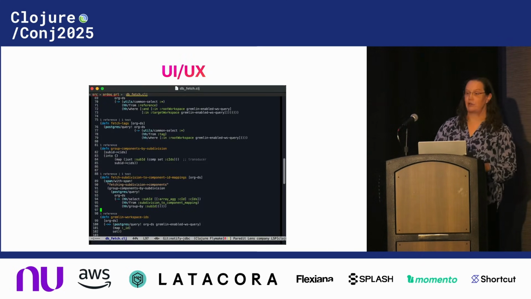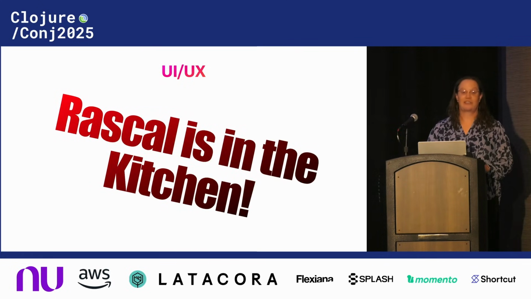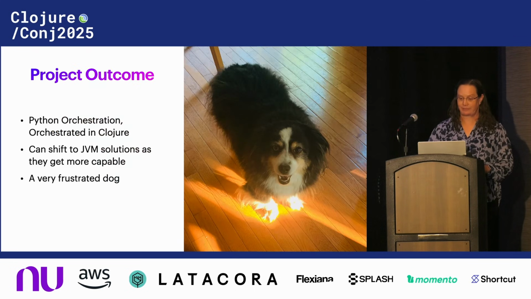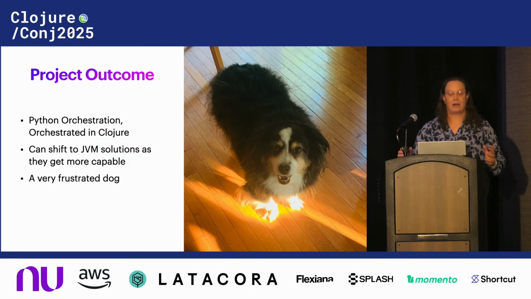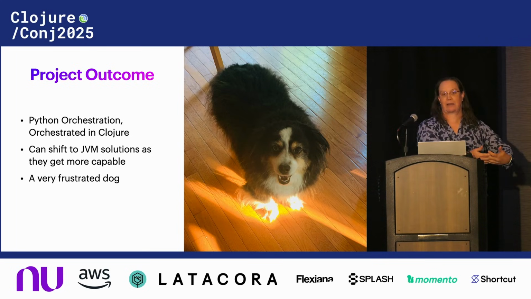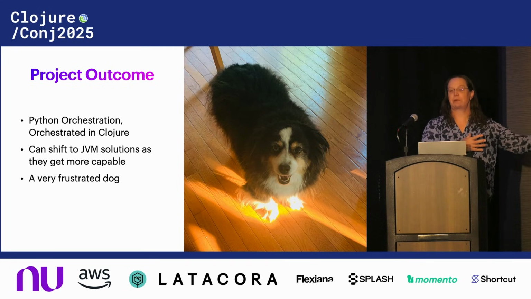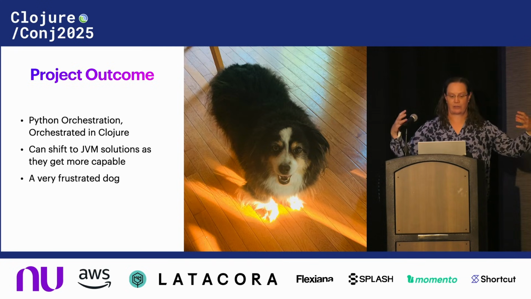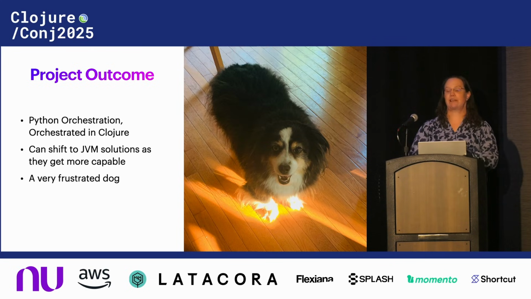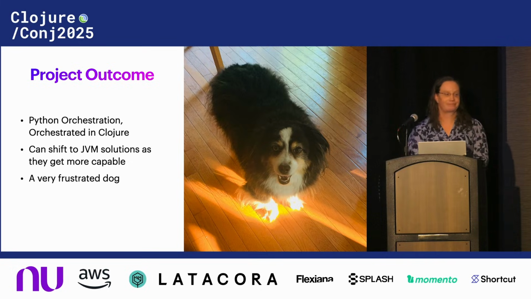Got a UI, UX, I'll be working away, and then all of a sudden, I get told that someone's in the kitchen when he's not supposed to be. Project outcome. Python was always orchestrating things which are occurring in CUDA and C++. Python doesn't do a lot of the work itself, but the libraries are all wrapped in Python libraries. As JVM starts to increase in capability, which it is doing, we can start shifting across. And of course, I have a very frustrated dog who doesn't get the food that he thinks he deserves.